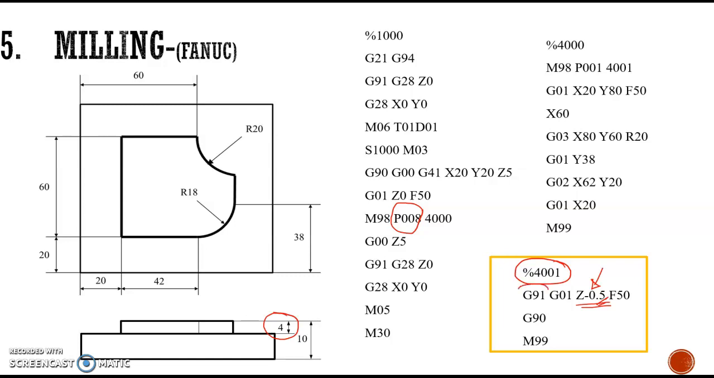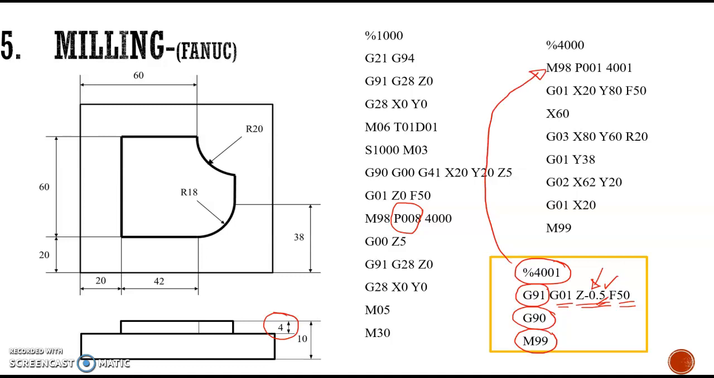But here the block starts with G91. G91 stands for incremental dimensioning. So each and every time we are increasing 0.5, 0.5 like that. That's why we are using the incremental method over here. So G91 is used, then G01 for linear interpolation. So the depth is increased by 0.5. Then the feed is also selected, and after that we have to change back to the absolute system. Then we have to exit from this subprogram.